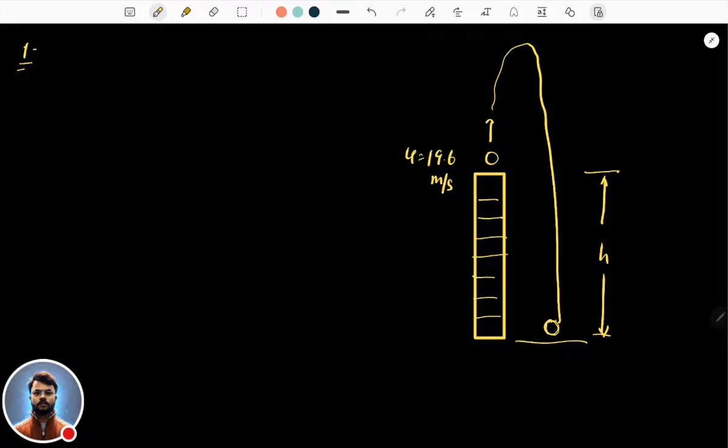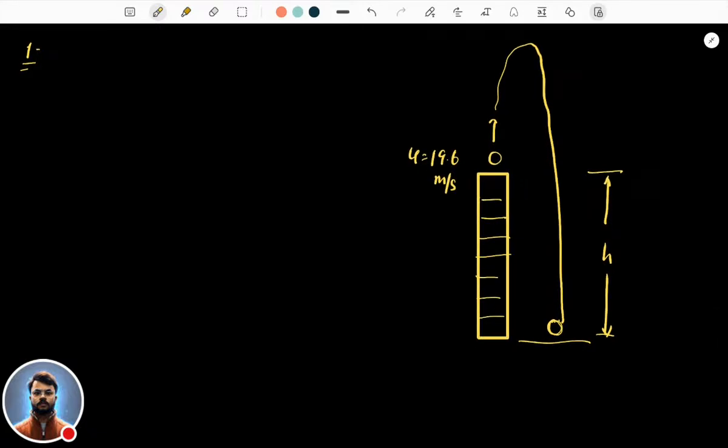Let's check the basic concept of this question. When we throw the ball vertically upward, it goes to the maximum height, say h max. First you have to calculate h max, and then the ball comes down, obviously. Then you will calculate the time it goes upward, and the remaining time that it falls downward. So first just calculate the time to go upward and the maximum height it covers.